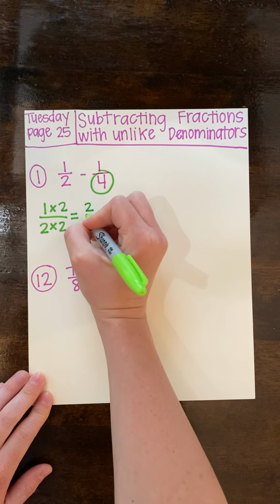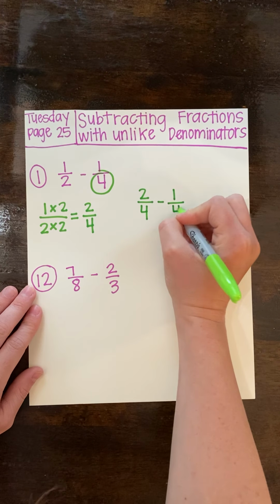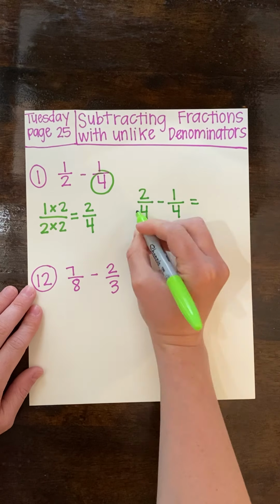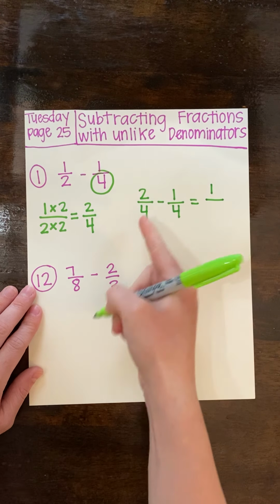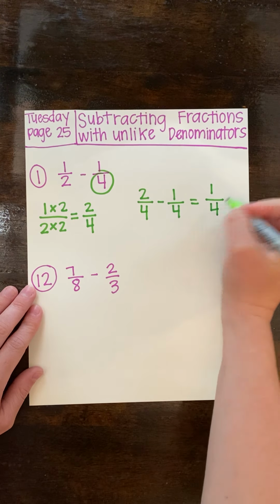So I'm going to subtract 1/4 from the 2/4. So I have 2/4 minus 1/4. And that gives me 2 minus 1 is 1. And my denominator is going to stay the same. So my answer here is 1/4.